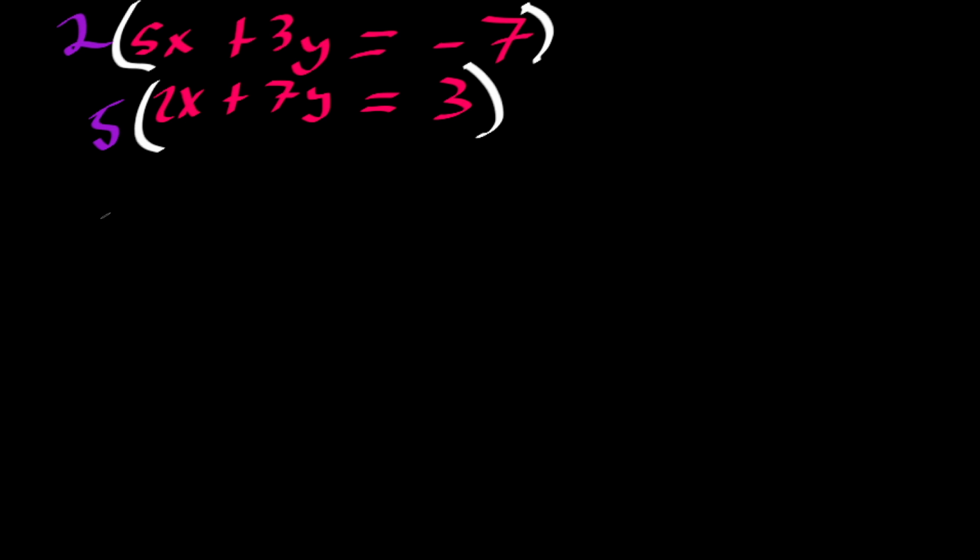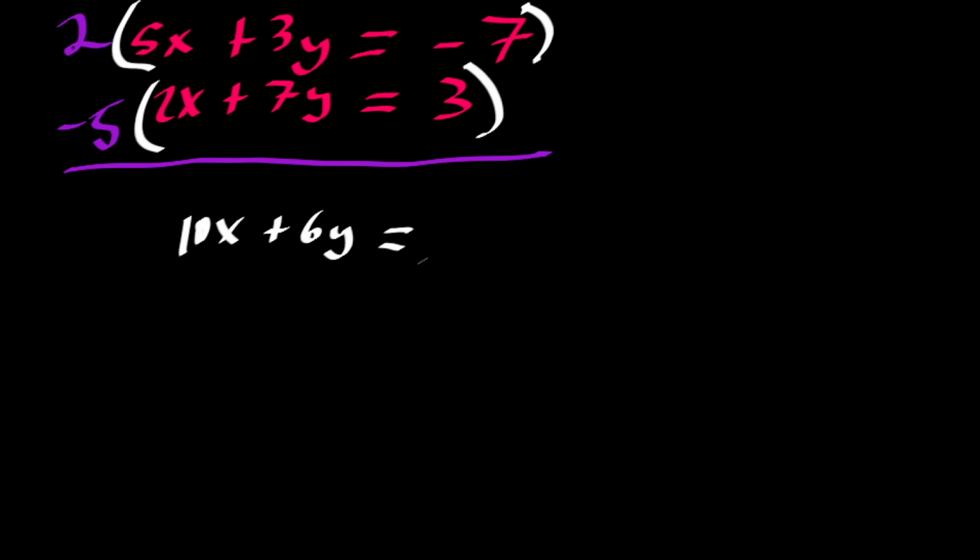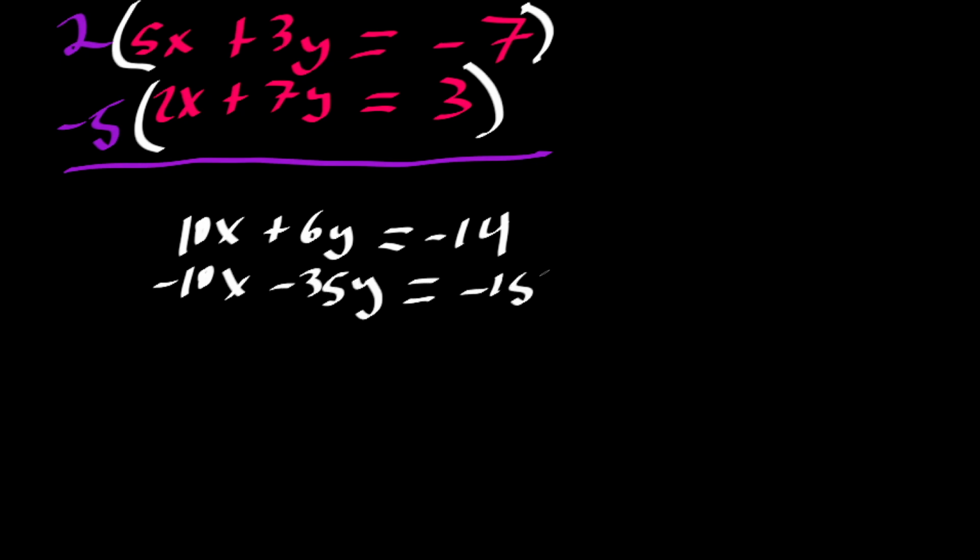Now, the only thing you've got to do is this. Both of these are going to end up being 10x and 10x, and they're going to be positive. So if we want to make one negative, we need to choose to make the 2 negative or the 5 negative. I'll just make the 5 negative. All right, so now here are my new equations. The top is going to be 10x plus 6y equals -14. The second equation is going to be -10x minus 35y equals -15.